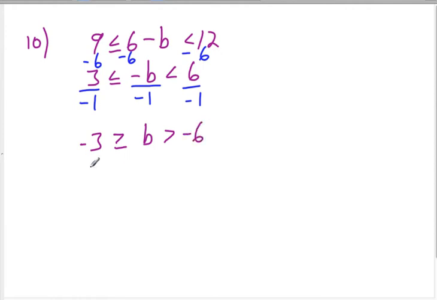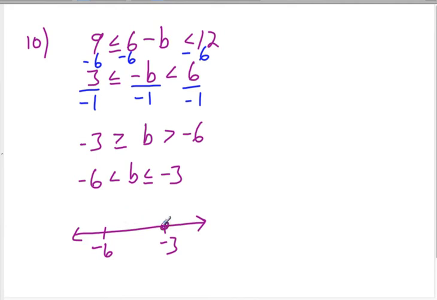And so I actually would prefer if you wrote it like this, because this is how it would be on a number line. The -6 would be farther to the left. And this one is a closed circle, this one is open, and we shade in between.